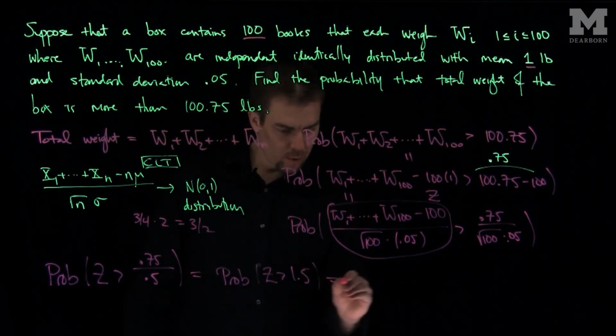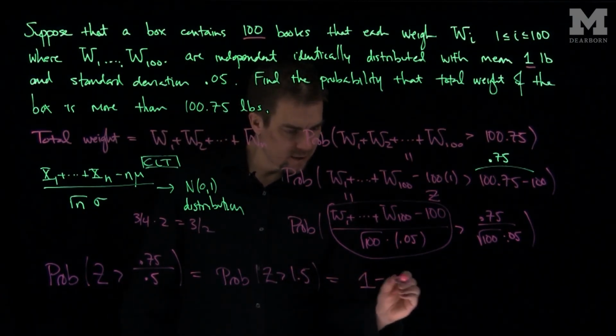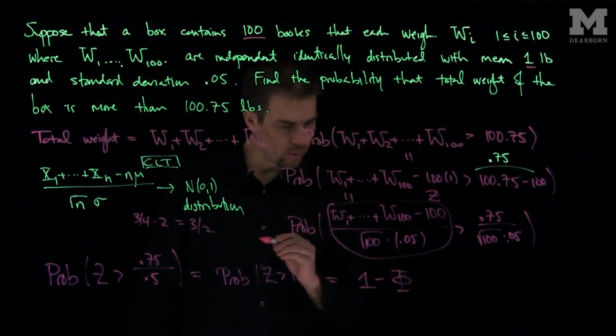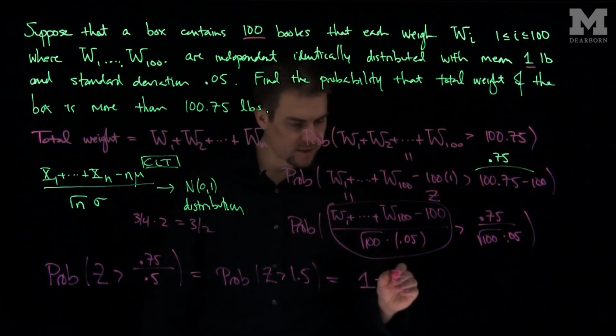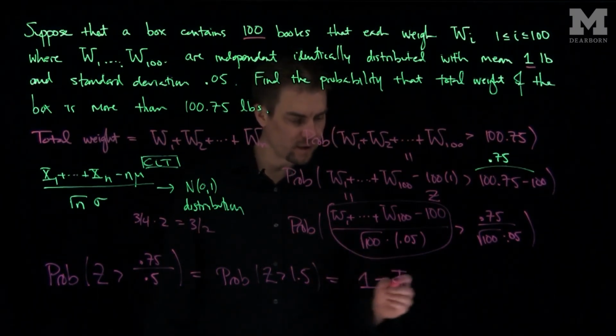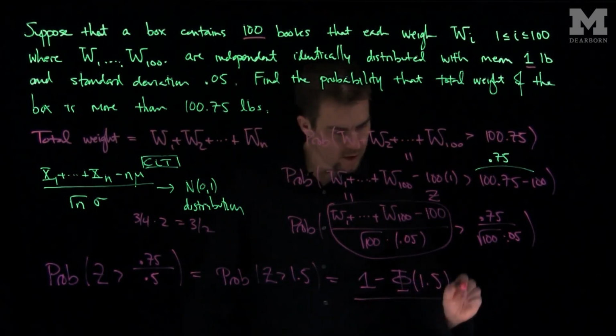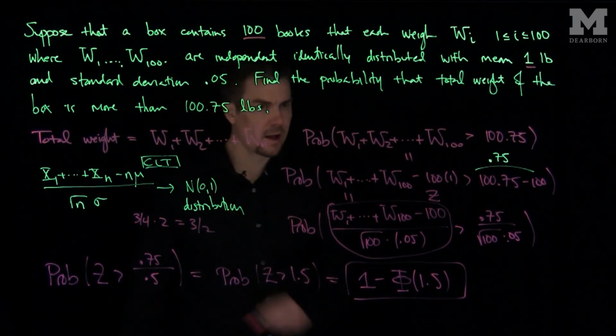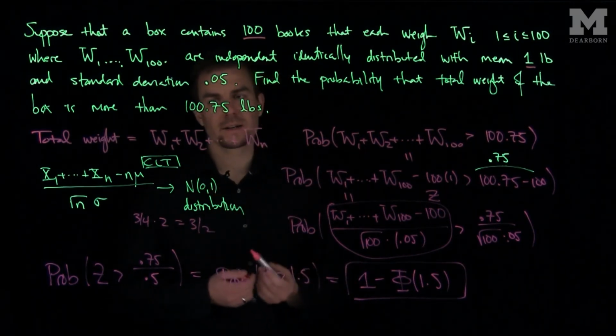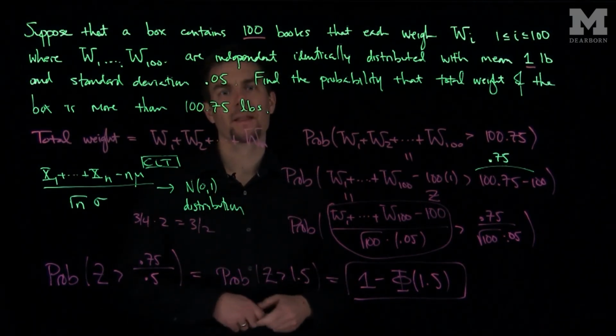And this will be equal to 1 minus the cumulative distribution function of a normal random variable with mean 0 and variance 1 at 1.5. We can look this up in the table and compute this as the probability that the total weight of the box exceeds 100.75. Thank you very much.